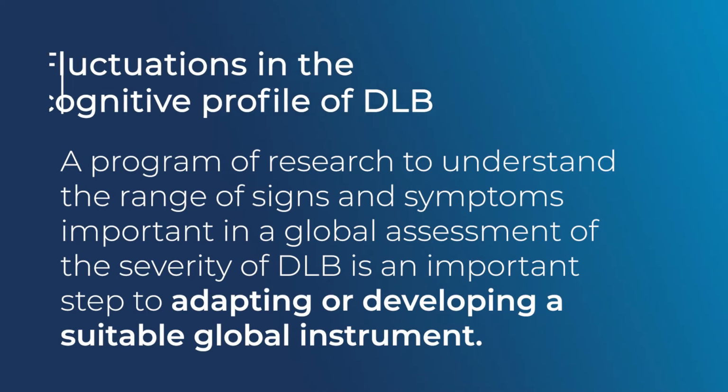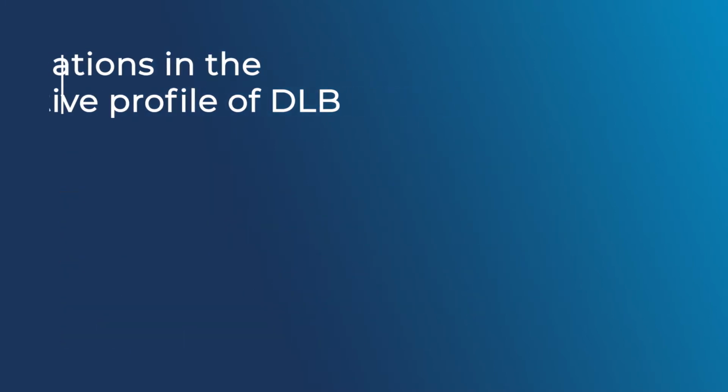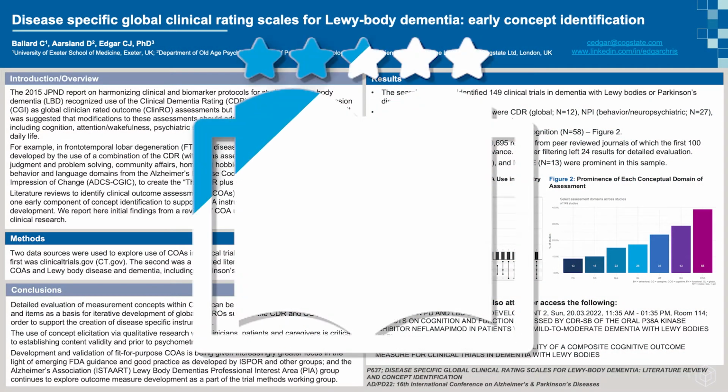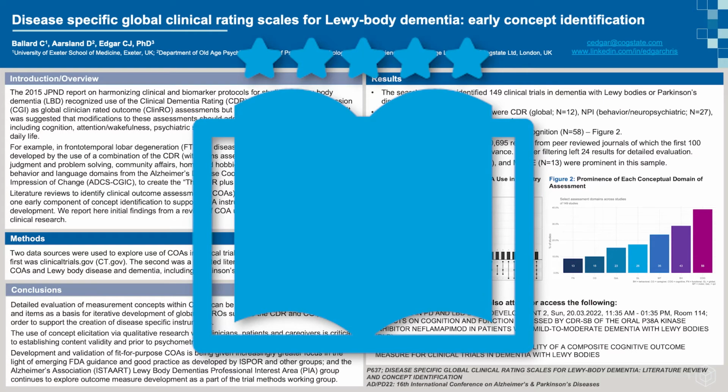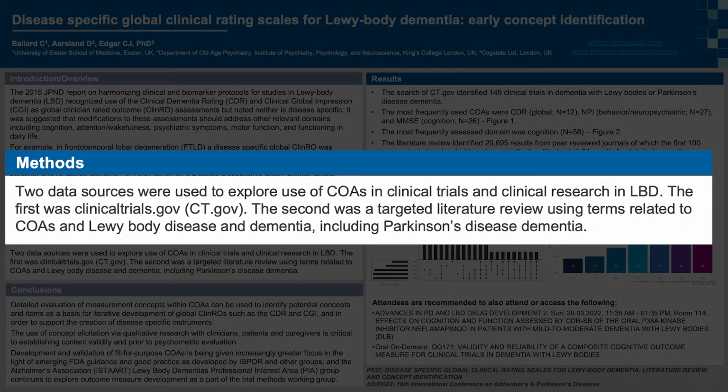Therefore, a programme of research to understand the range of signs and symptoms important in a global assessment of the severity of DLB is an important step to adapting or developing a suitable global instrument. The present poster represents one initial component of that research, using a literature review and exploration of reported clinical trial design to understand the range of signs and symptoms which may be associated with and measured in clinical research in DLB patients. Two data sources were used to explore the use of different clinical outcome assessments in clinical research, clinicaltrials.gov, and a targeted literature review.